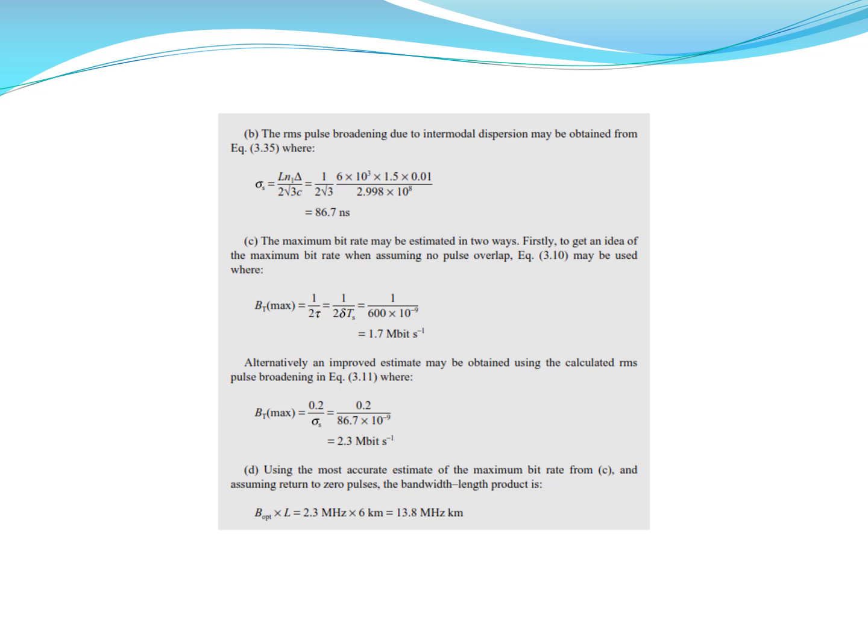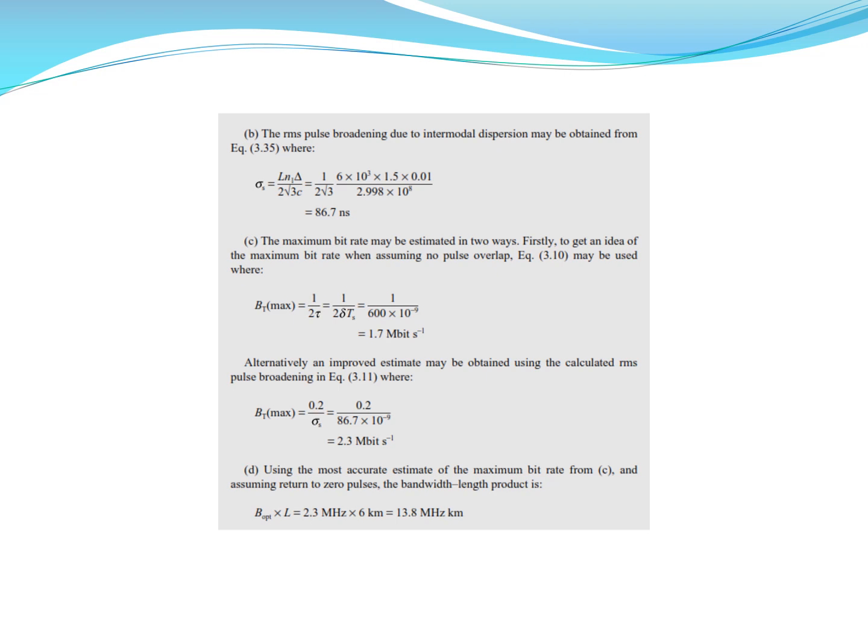Then I can use an alternative method of finding Bt max, that is 0.2 by sigma s, where sigma s is the RMS pulse broadening. So 0.2 divided by the RMS pulse broadening gives the maximum bit rate. This comes to around 2.3 megabits per second.